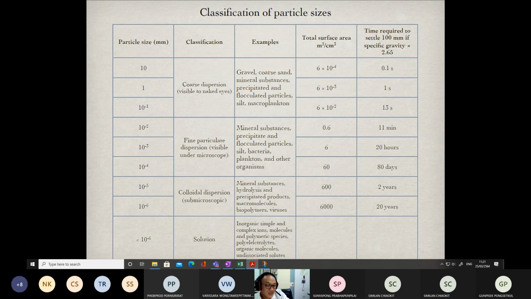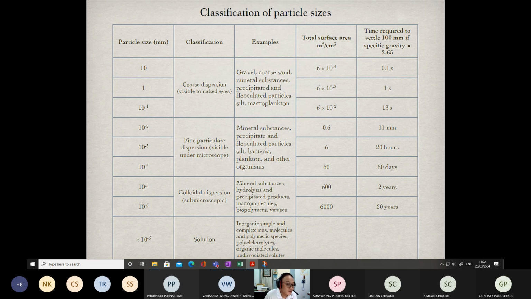Colloidal particles are 10 to the power of minus 5 millimeter or 10 to the power of minus 6 millimeters. So these are the colloidal particles. These colloidal particles may come from mineral substances or may come from precipitated products. Their size is very small, and they cannot be seen by our naked eyes.